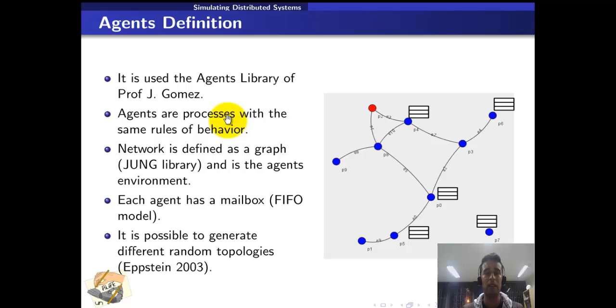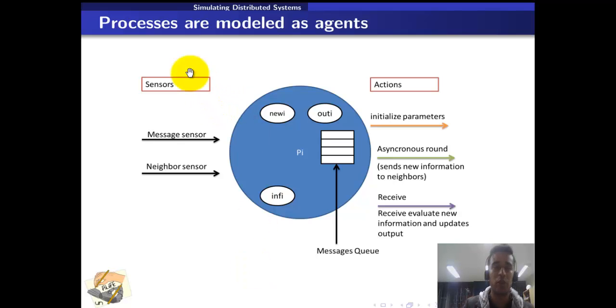So I'm modeling by using agents. In this case, I'm using the library of Professor Gomez, and the agents are processes with the same rules of behavior. The network is defined as a graph. I'm using the Young library, and each agent has a mailbox. In this case, this is the FIFO buffer. It is possible to generate different random topologies. In this way, each process is modeled as an agent.